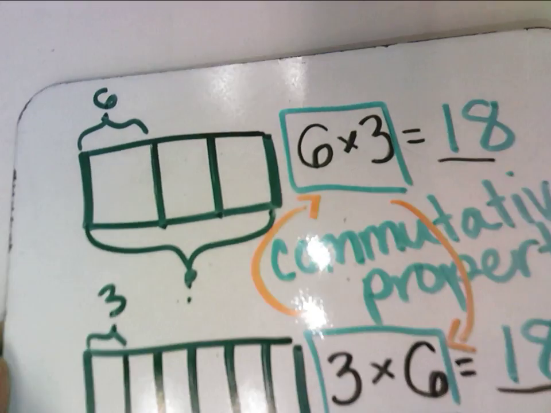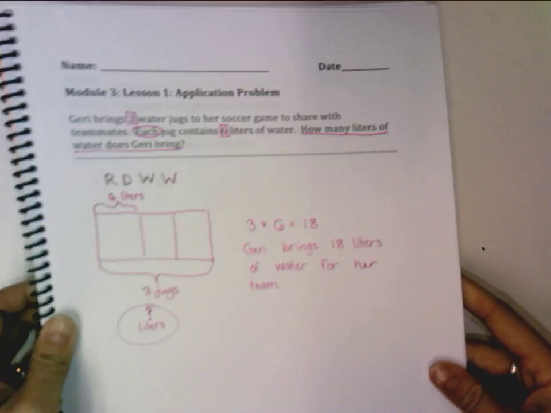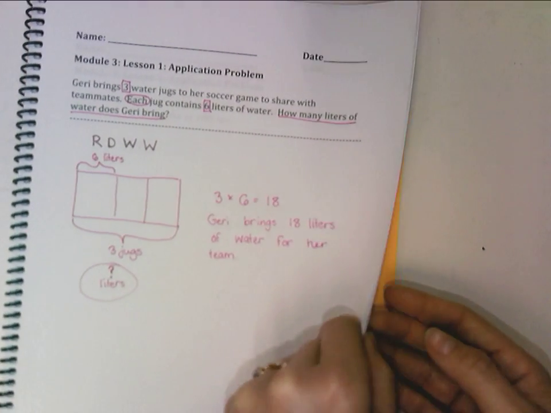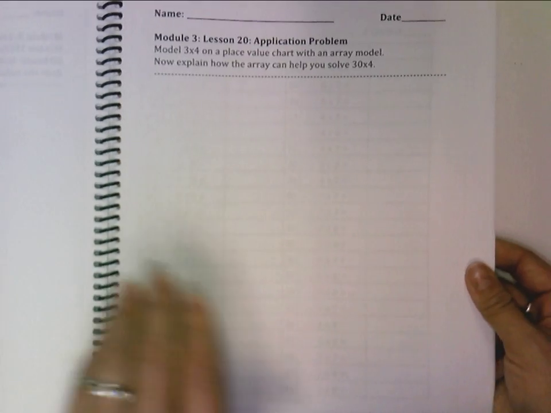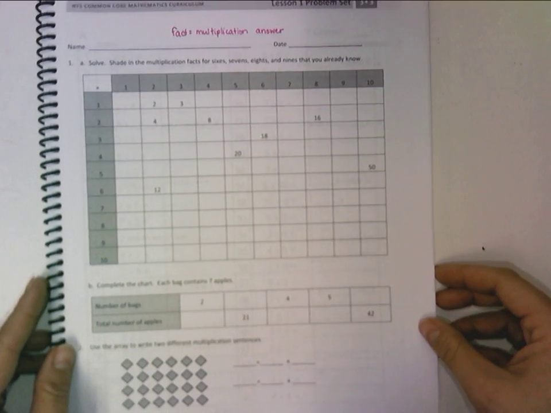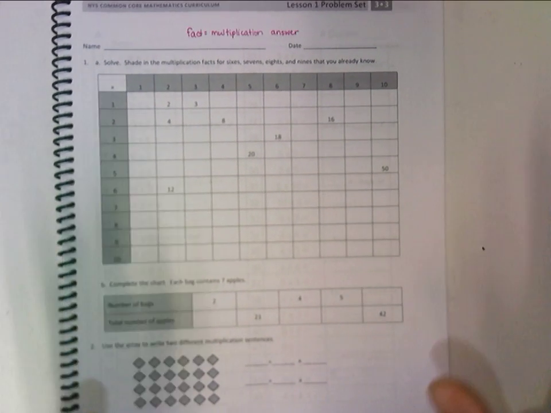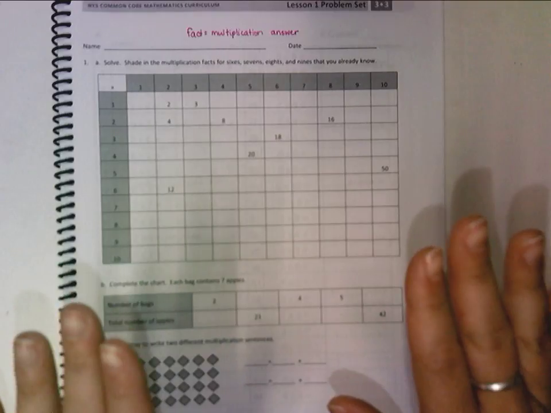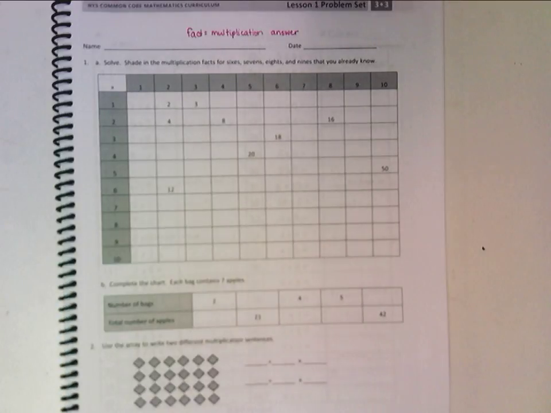Okay? You could take your whiteboard and put it to the side now. We're actually going to look at our first problem set of Module 3. So I'm flipping to the Lesson 1 problem set. It's going to be more in the back after all the application problems. Here we go. Here is the Module 3, Lesson 1 problem set. Find that page right now.